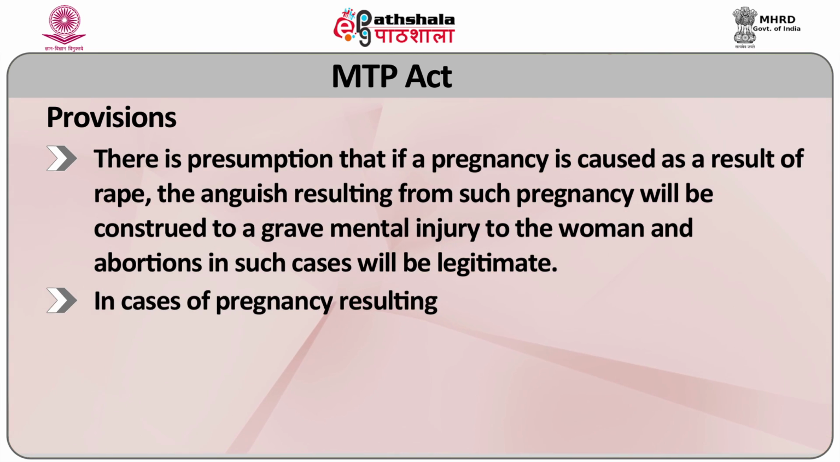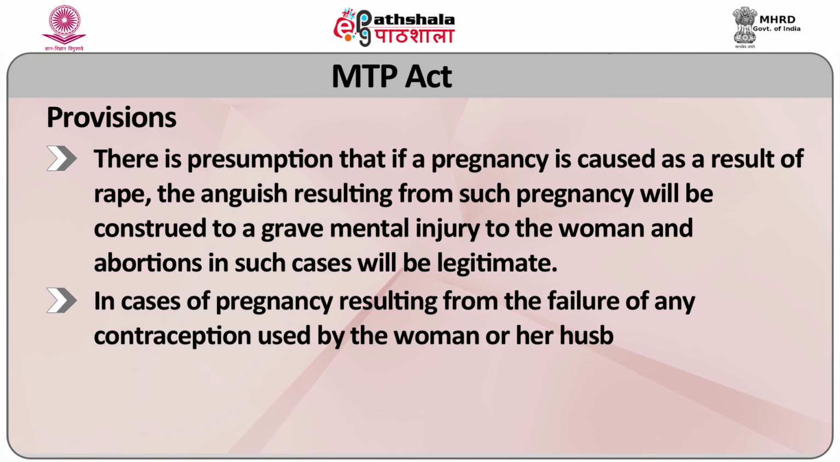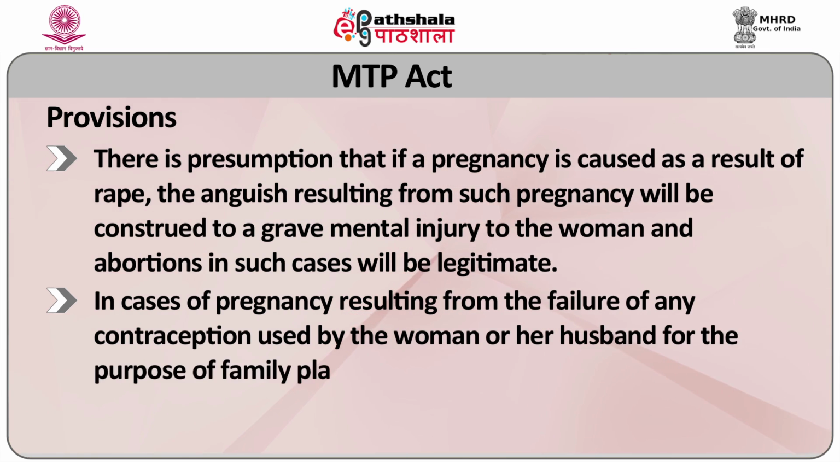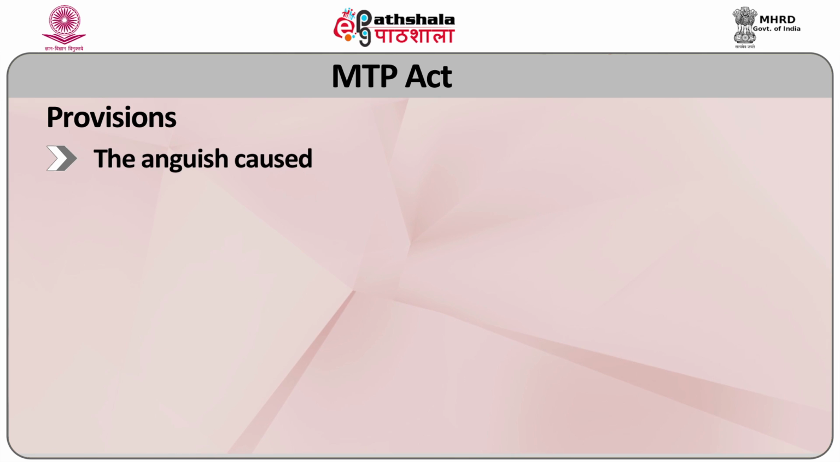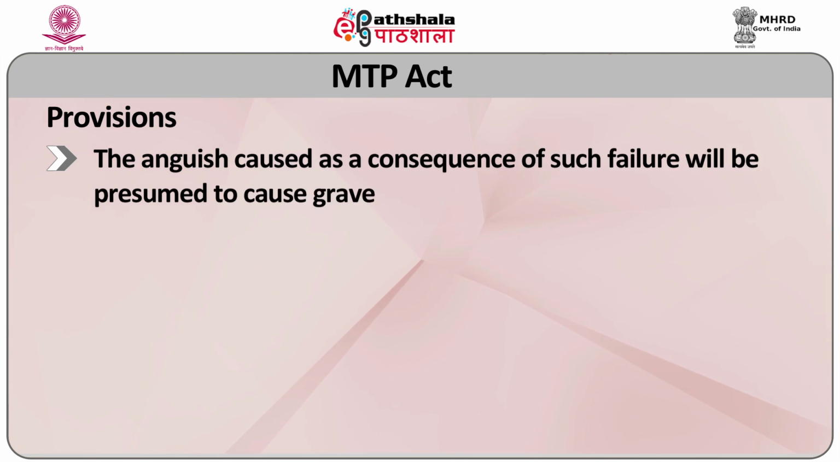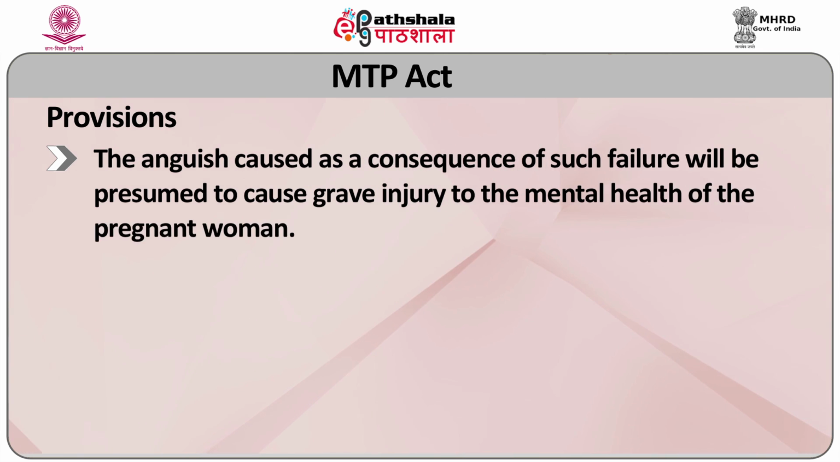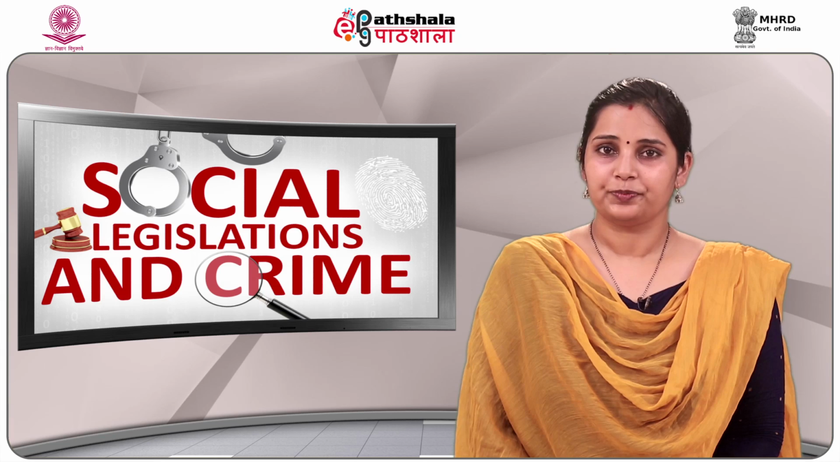Secondly, in cases of pregnancy resulting from the failure of any contraceptive device used by the woman or her husband for the purpose of family planning, the anguish caused as a consequence of such failure will also be presumed to cause grave injury to the mental health of the pregnant woman.